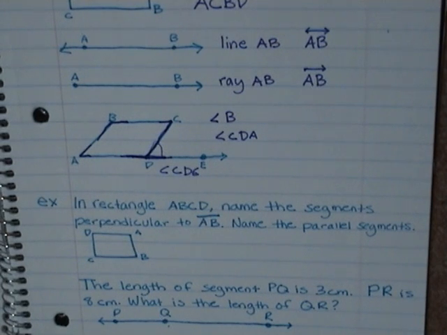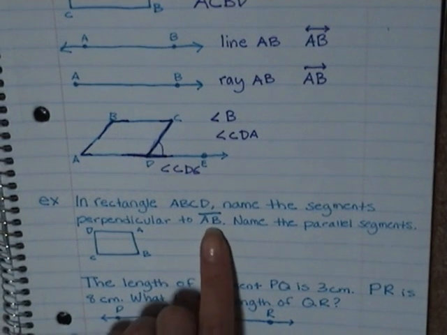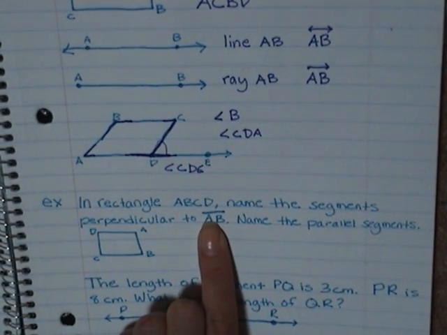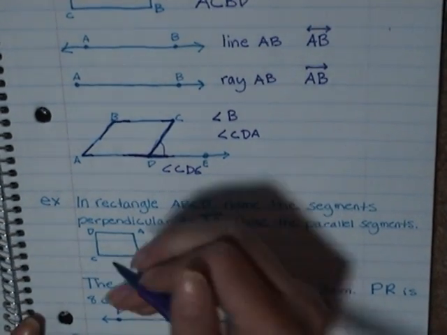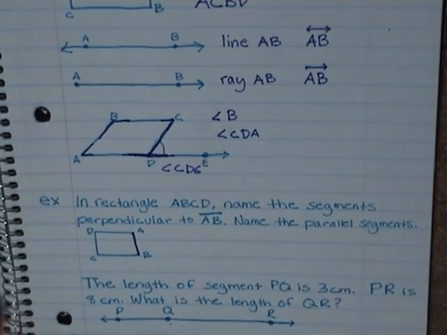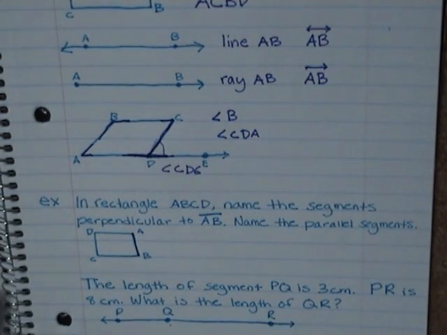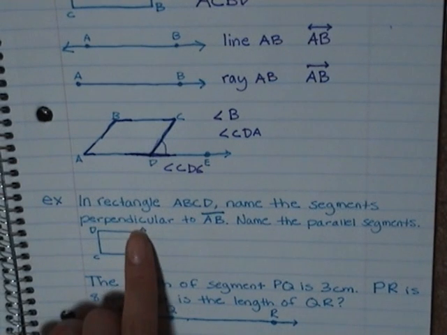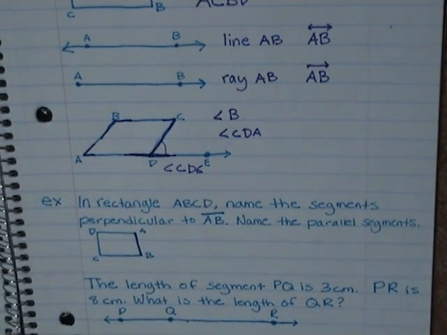Alright, each angle of a rectangle is a right angle, so we know that it's going to be exactly perpendicular, which means that it makes a 90-degree angle. So we're talking about here line segment AB. So I'm going to go ahead and find that, which is right here. So now I want to know the perpendicular segments to AB. So which two line segments are going to give me a 90-degree angle?